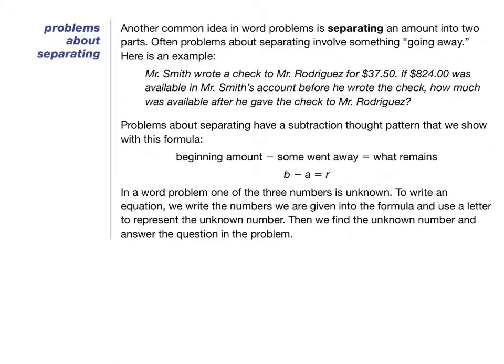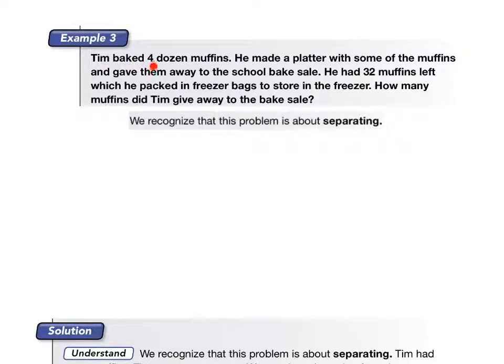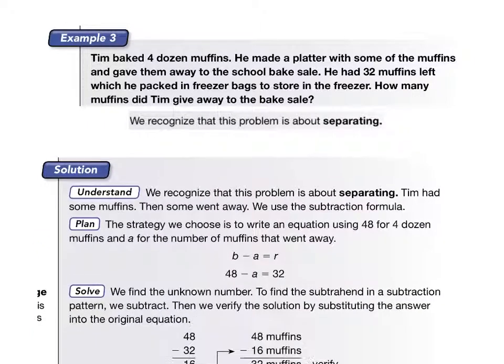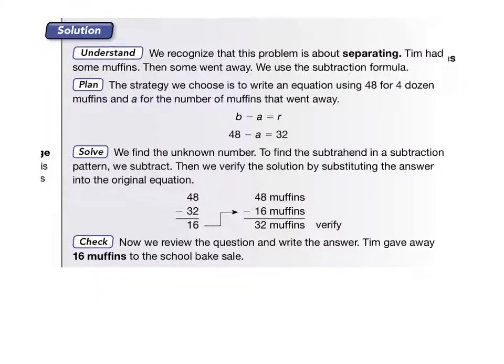All right, so we're going to have word problems about separating. Let's see 2 examples. Tim baked 4 dozen muffins. He made a platter with some of the muffins and gave them away to the school. So that's your key word. He gave some away. That means this is a separating plot. He had 32 muffins left when he packed the freezer bags to store in the freezer. How many did he give away? So write this problem down, and we need to know that this is separating because you're giving something away, and then we're going to use the problem-solving process to solve. So write that down, and now we're going to do the solution.